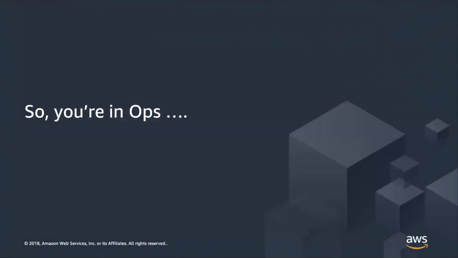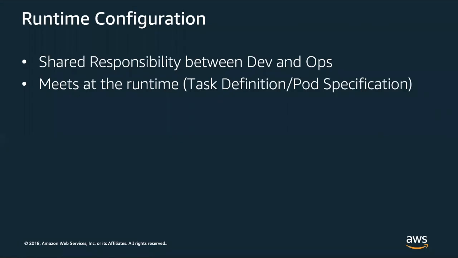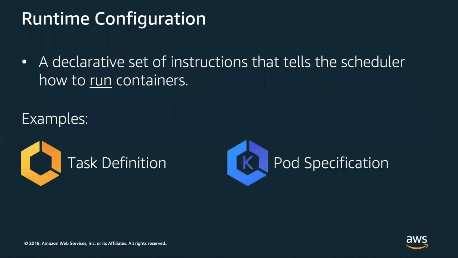So you've built your container, now you're in ops, your friend in dev has just sent you a new image. What are you going to do with it? Check the file from the source, validate the build pipeline, check the scan results, and go make a runtime. So this is where actually, in terms of a shared responsibility model, development and operations meet each other at the runtime configuration. So what the runtime actually looks like is it's just a set of instructions that tells the scheduler how to go running containers. So for regular Docker, it's a task definition. Kubernetes, it's a pod spec.